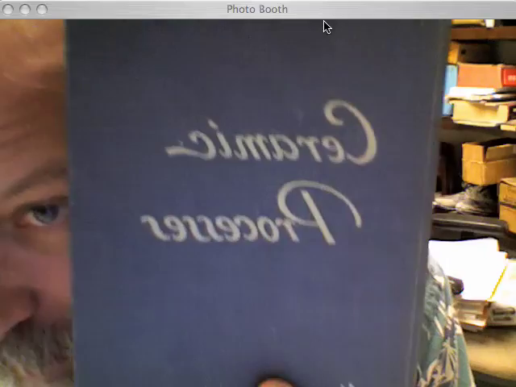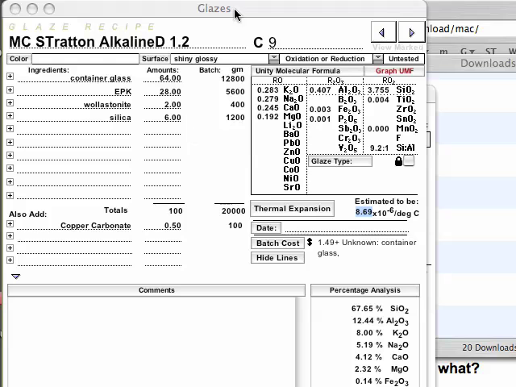Okay, this is part 3 of calculating an alkaline glaze recipe from this book, Ceramic Processes by Mary Chase Stratton, somewhere around 1940, 1941, maybe 1938. This is Lewis Katz. Parts 1 and 2 are before here on the site, so feel free to go back if you want. We're looking at this glaze recipe here by MC Stratton. We've recalculated it using container glass.